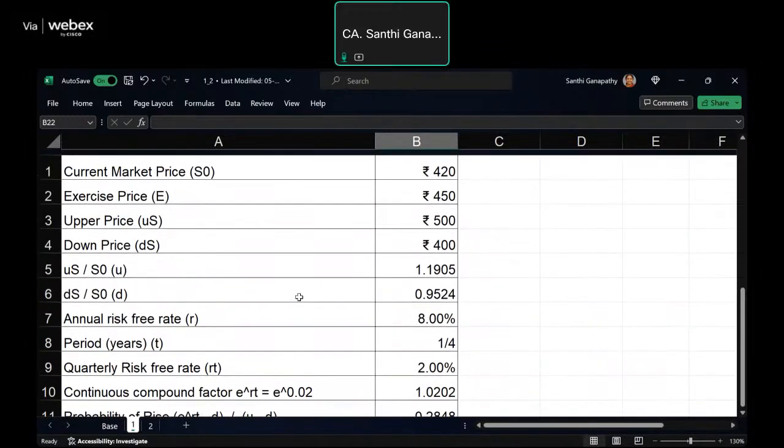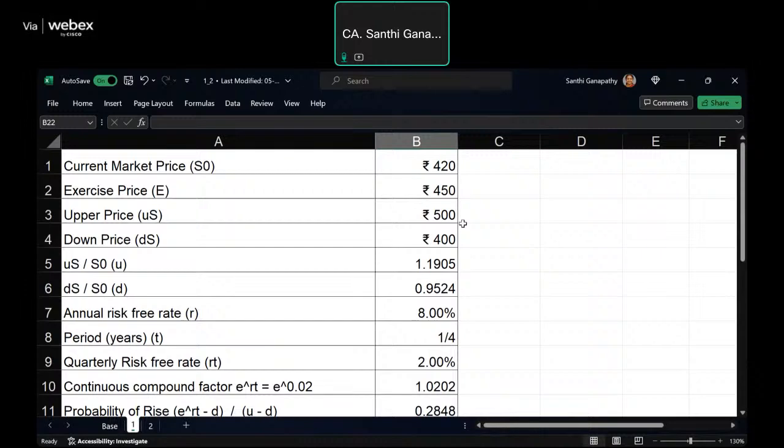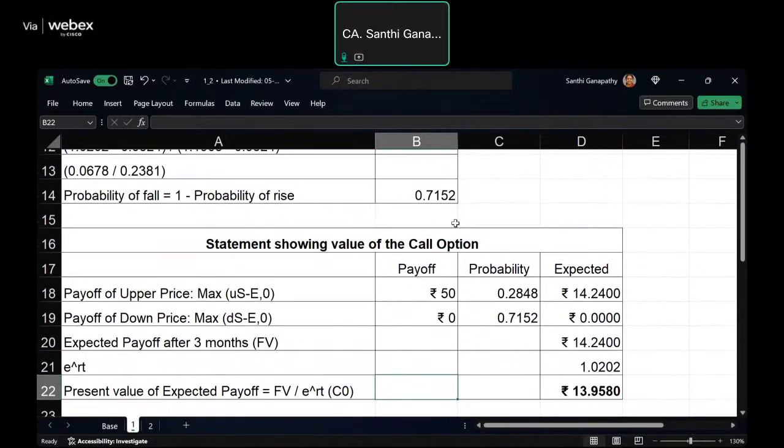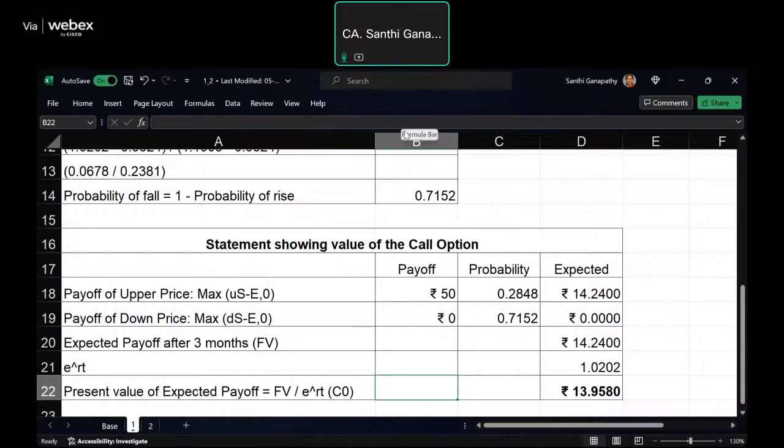The exercise price is 450. US is 500, so 50. Maximum of US minus E or 0. Similarly, for the down price, maximum of DS minus E or 0.